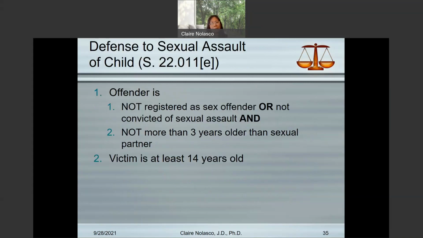Paul would not be liable because of this specific defense to sexual assault of a child in Section 22.011E of the Texas Penal Code. So it is a defense that the offender is not registered as a sex offender and not convicted of sexual assault, and is not more than 3 years older than the sexual partner, and the victim is at least 14 years old. Okay?